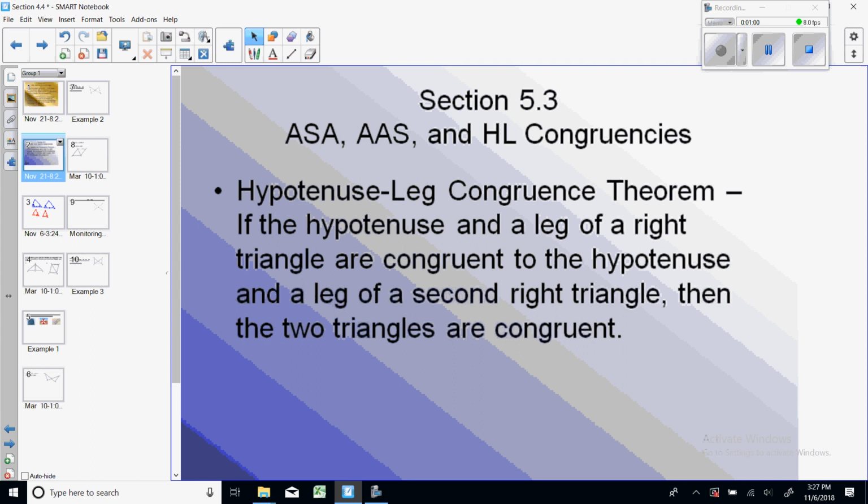And again, we'll go ahead and press pause here, but the key thing is that you do have to have a right triangle in order for hypotenuse leg to work. So we'll press pause, and you can copy this down into your notes.